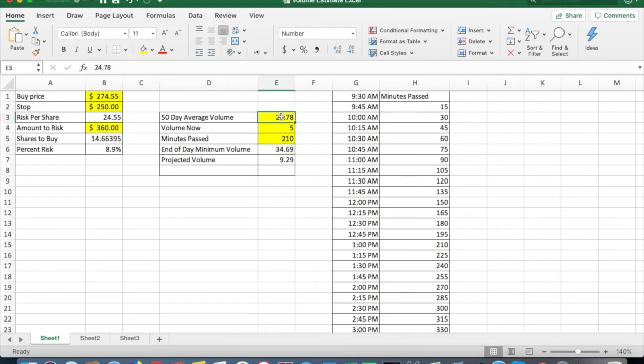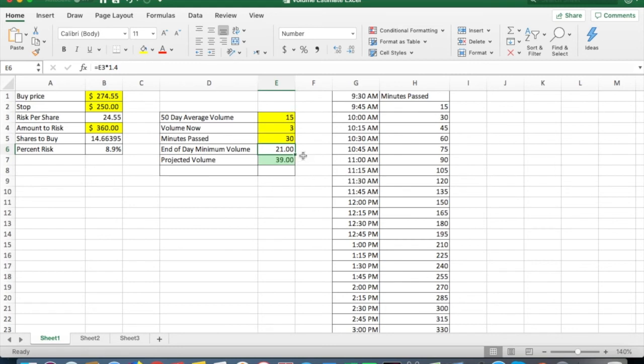Let's say there was a stock and it had an average volume of 15 million shares traded a day, and the current volume, let's say, was 3 million. Okay, and it was at 10 o'clock. I'd put 30 in here, 10 o'clock, 30. And I say, wow, this stock is projected to have 39 million shares traded today. This is far above the average volume of 15.